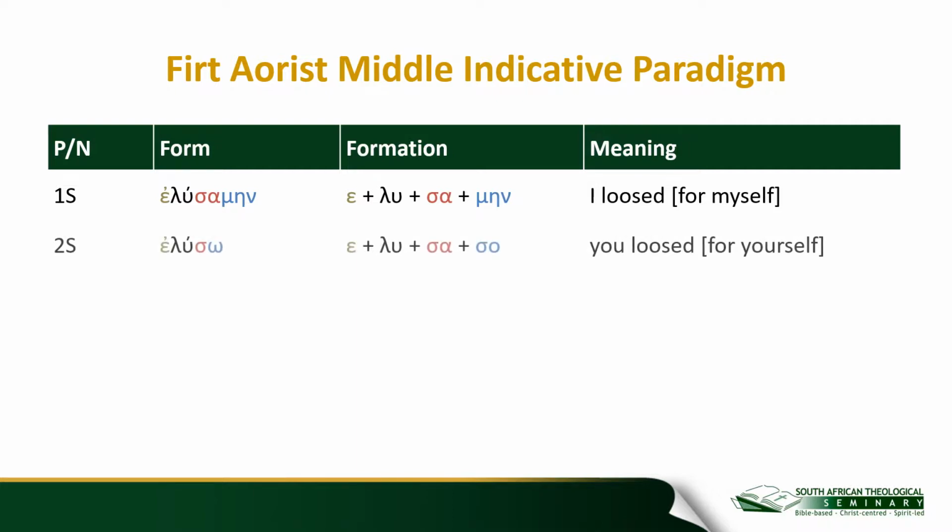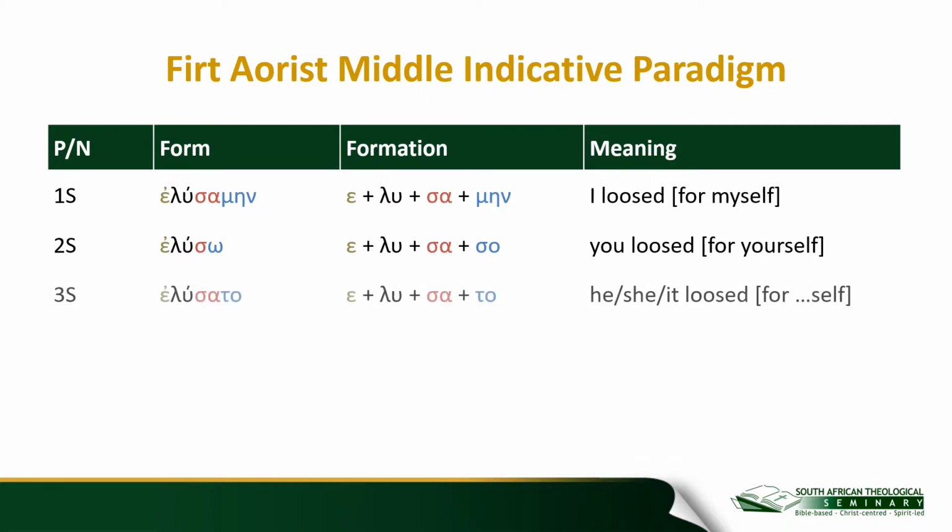The two singular, elíso, is somewhat irregular. You should be familiar with the fact that the two singular is frequently irregular. It is from the augment epsilon plus the tense stem li plus the tense formative sa plus the actual personal ending sigma omicron. So the intervocalic sigma drops out and then alpha omicron contract to form omega. This gives us elíso. You loosed for yourself.